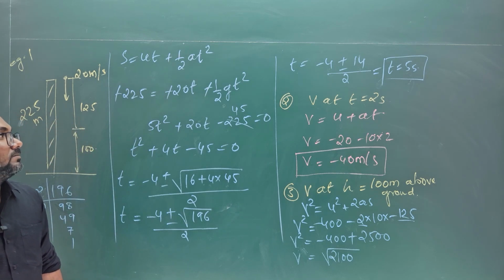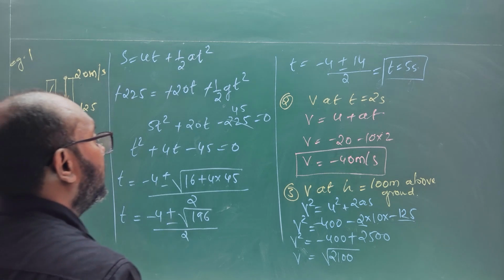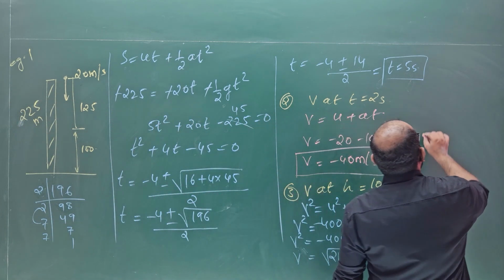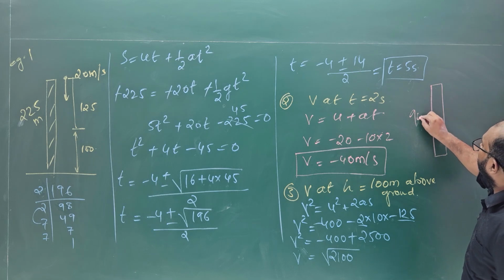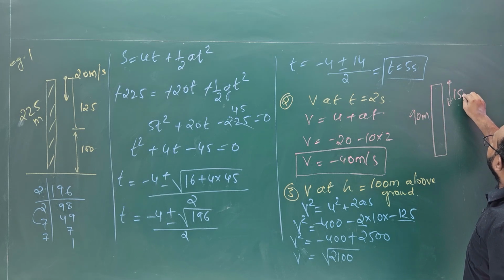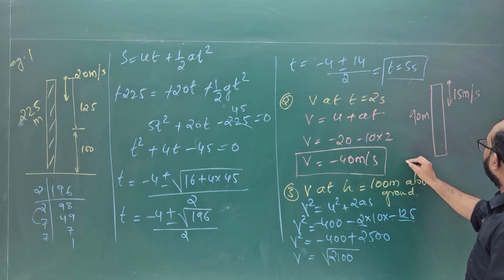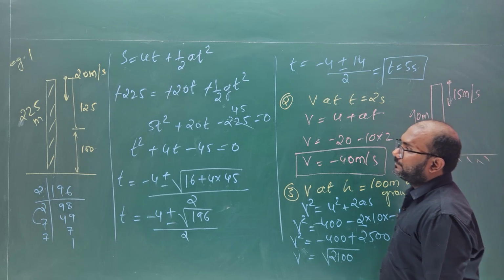Anything else left out? No? Enough. Okay, your homework: the height of the building is 90 and an object is thrown in the downward direction with 15 meter per second. Calculate everything and try this.